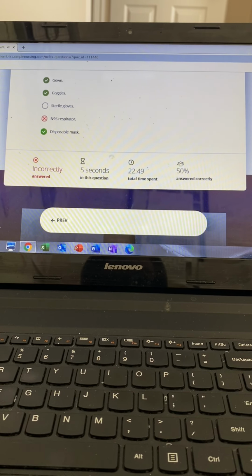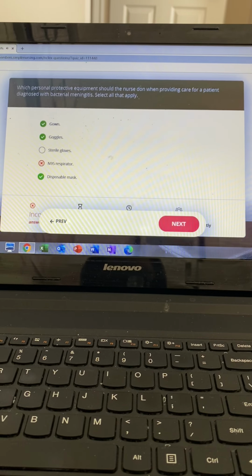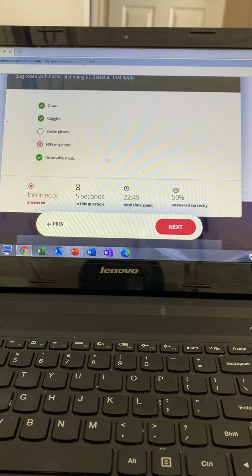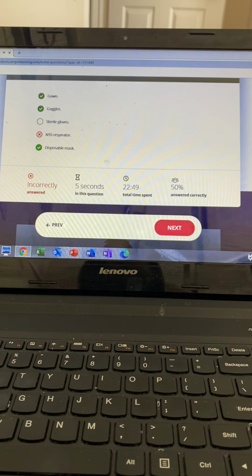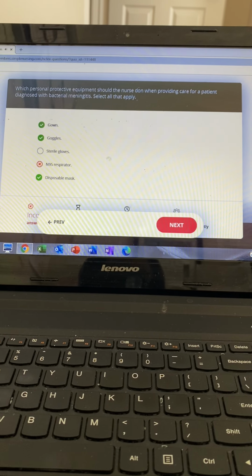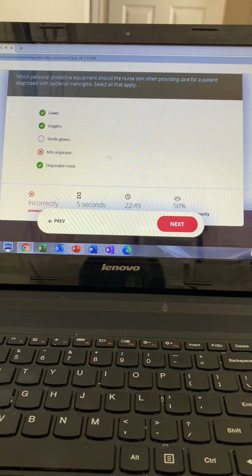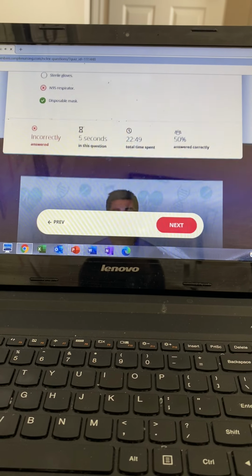Now using our 3 steps, let's break this down. This question is asking for PPE to wear for the key problem. You're caring for a patient with bacterial meningitis. So the biggest thing we're thinking here is droplet precaution. Everything but the N95 mask.